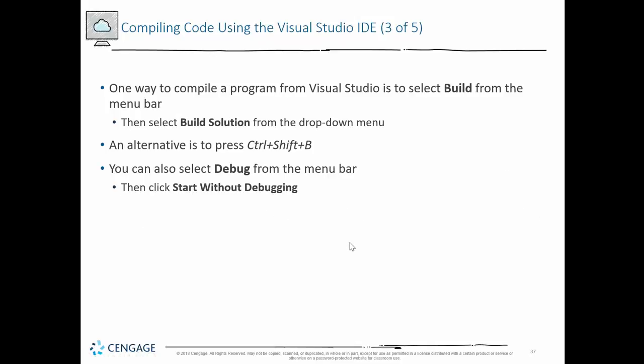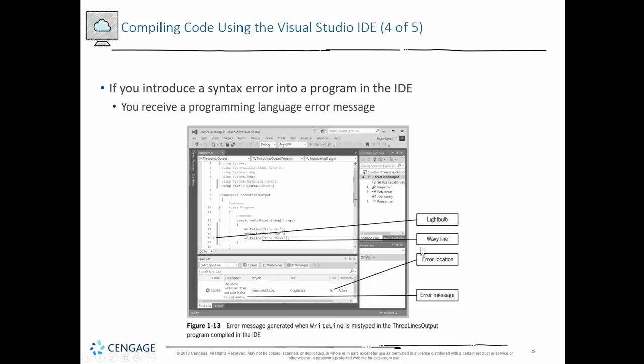So, one way to compile a program is to select Build. Another way is to do a Control-Shift-B. Another way is to select Debug from your menu bar. And yet another way that's not even mentioned on here is there'll be a green arrow up on the top of our screen and you can click that. We'll go through all these in class.